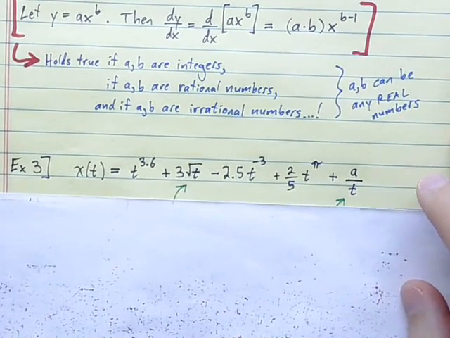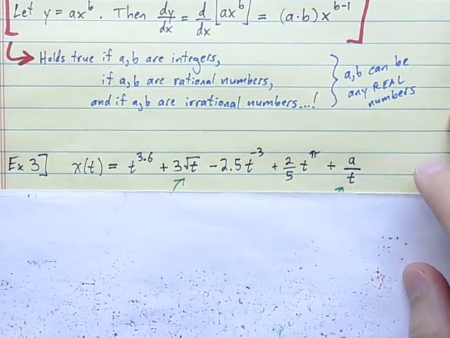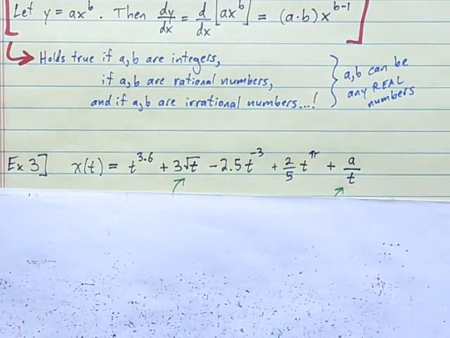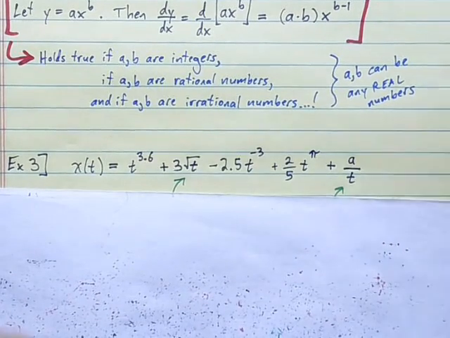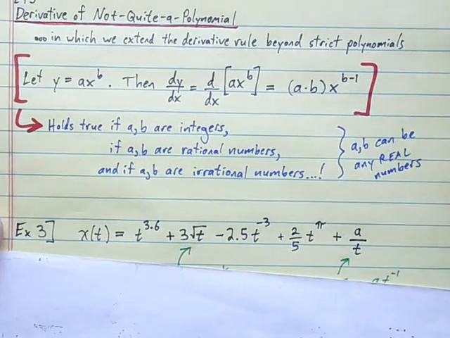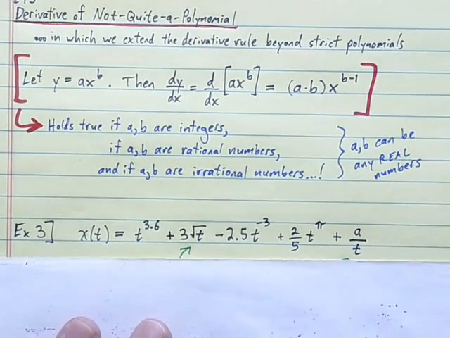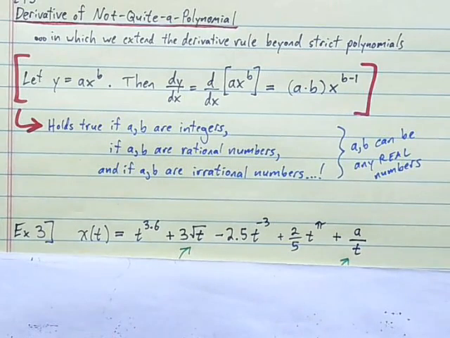In this example, we've got a position function as the sum of these 5 terms, and you can apply this rule to find the corresponding velocity function. So go ahead and pause the video now and try that out. Work out the first derivative of this position function to find the corresponding velocity function. Ready? Okay.